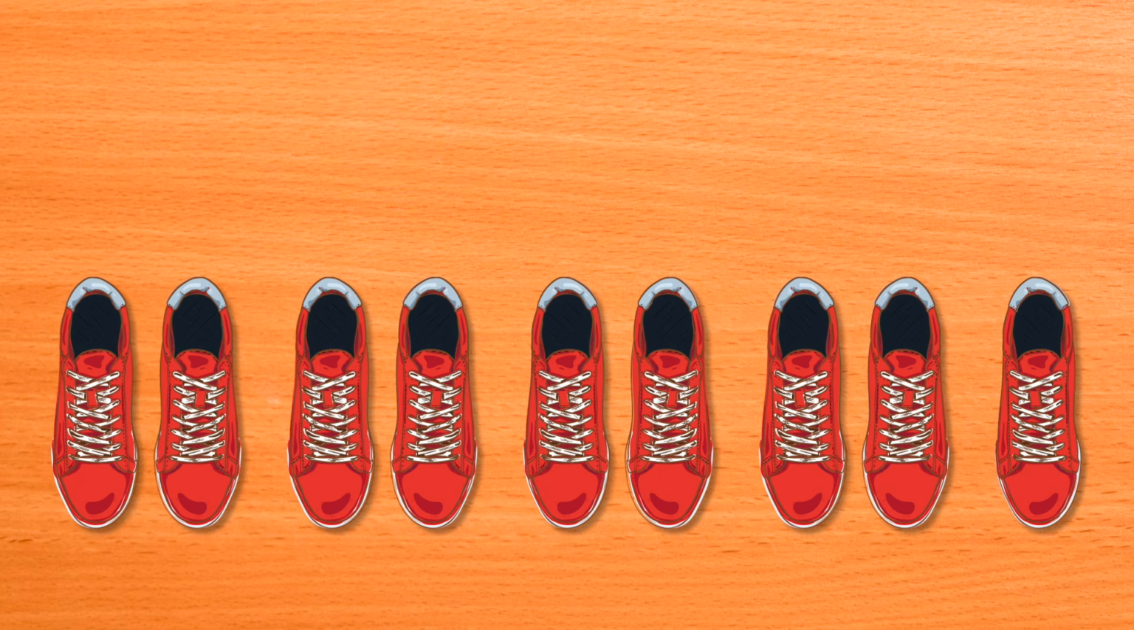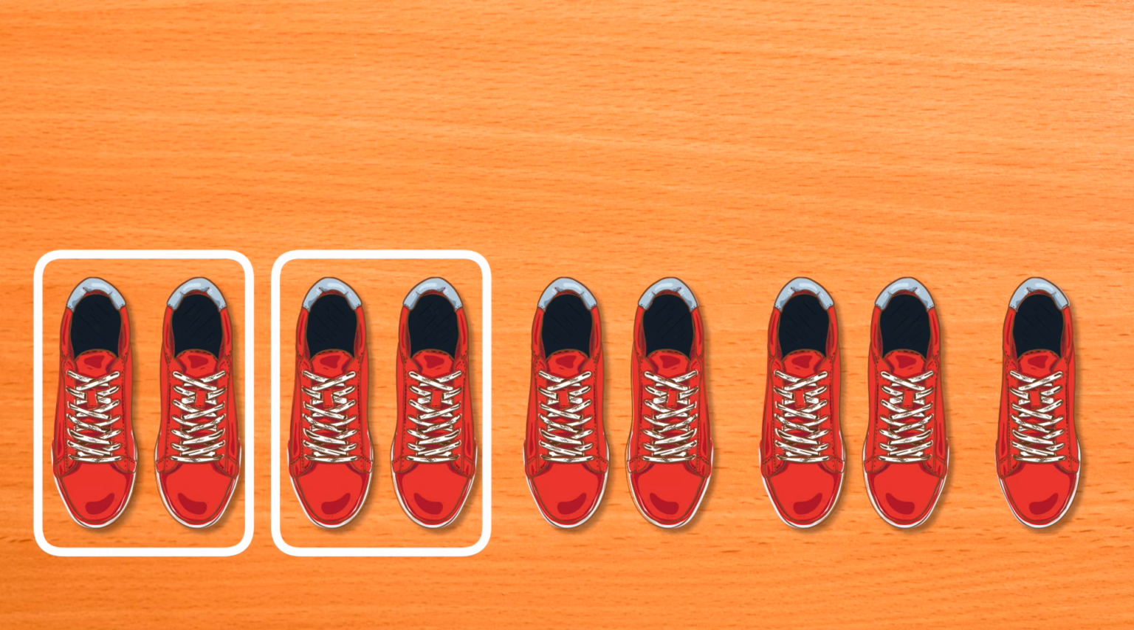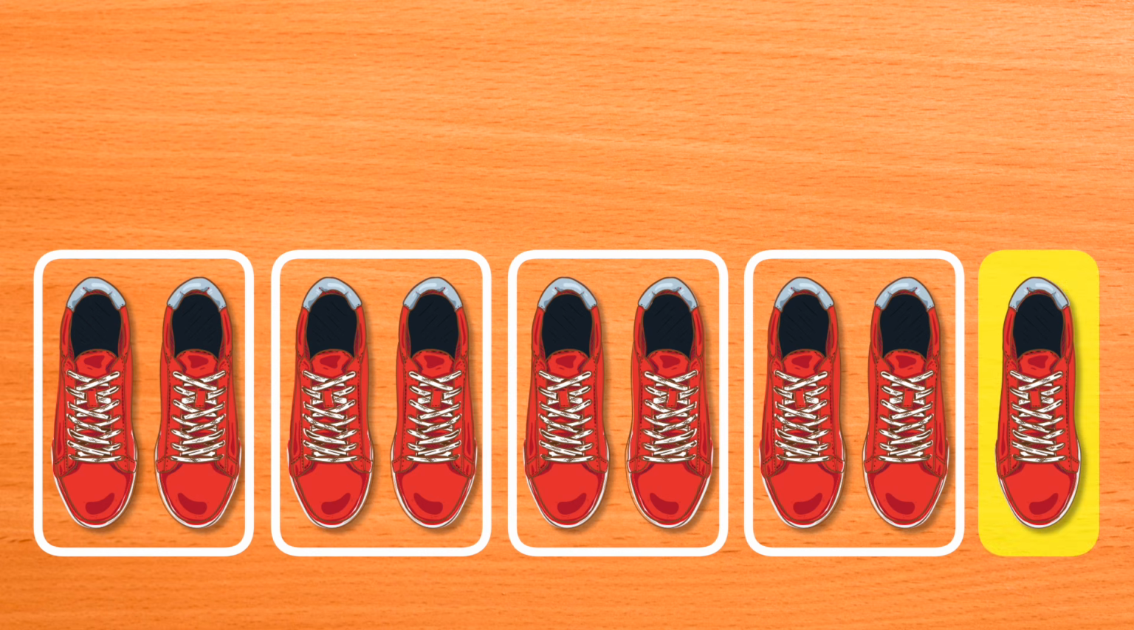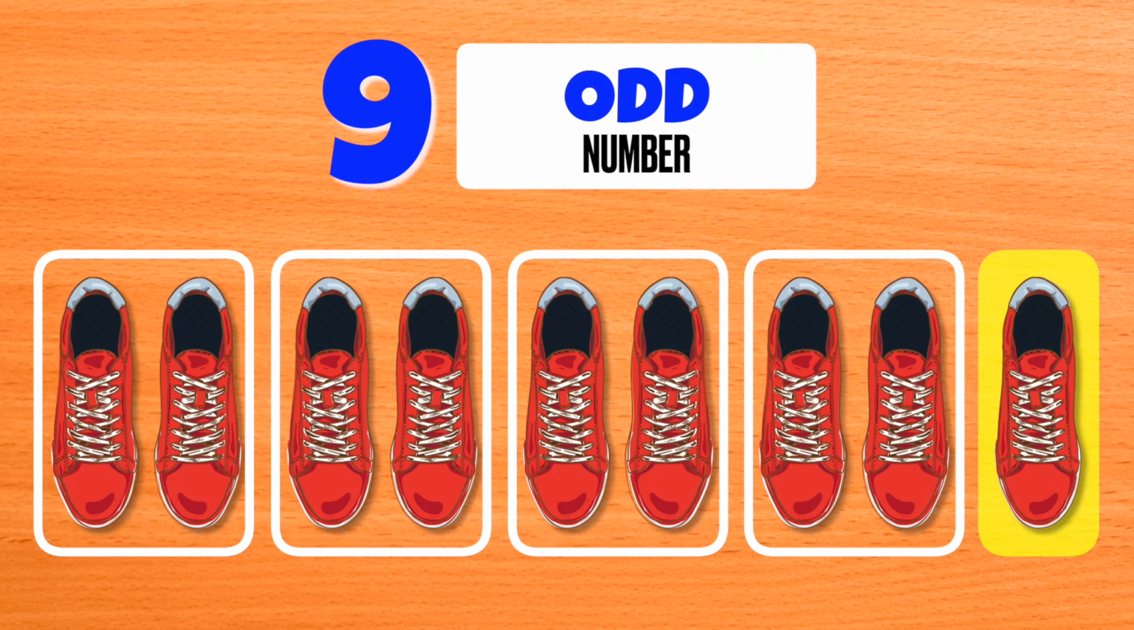Let's look at another number. How many shoes do we have? 9. Let's make pairs. Are any shoes left alone? Yes. One shoe is left by itself. So 9 is an odd number.